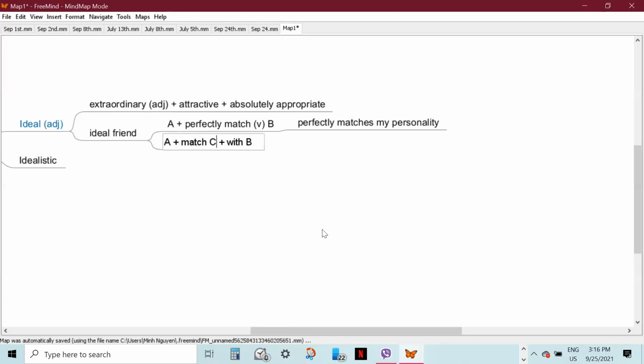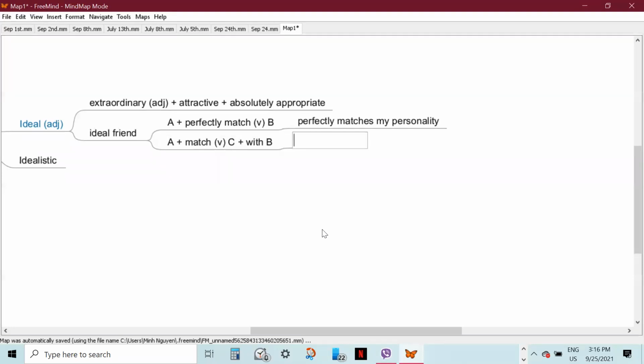Right here, we have a verb "match." If you want to use the word "with," it means that you are going to pair A with B. Ideal friend, ideal thing, ideal subject, ideal English, ideal university major, for example.